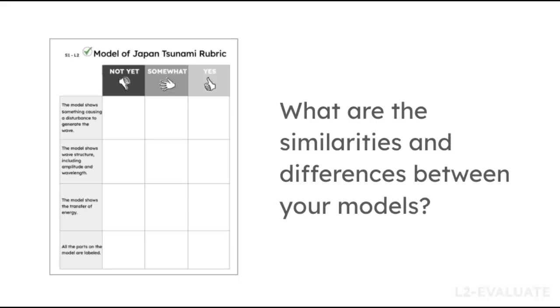You'll have students work in small groups and use the Model of Japan's Tsunami rubric and peer feedback table tent cards to provide feedback to each other on their models. You'll circulate during this time to also share feedback. You'll then bring the class back together and ask students to share out the differences and similarities in their models. Based on their discussion, students should revise their models to reflect feedback.